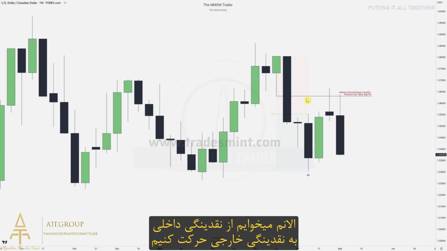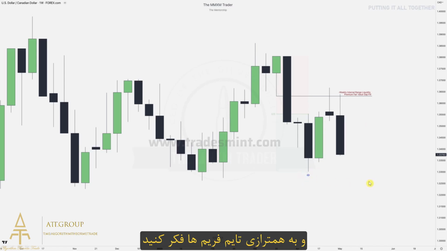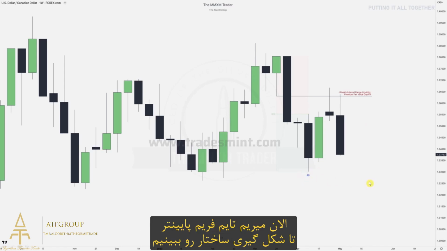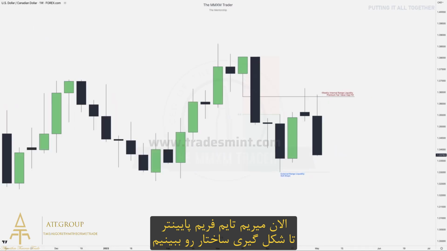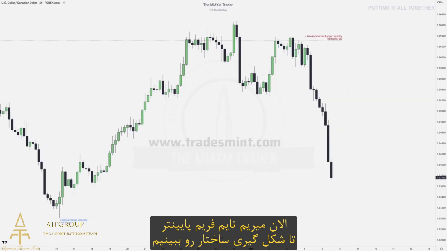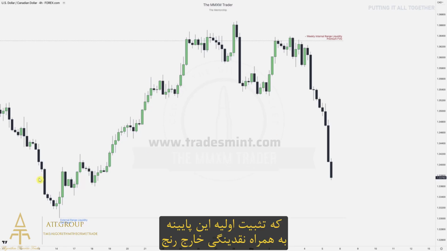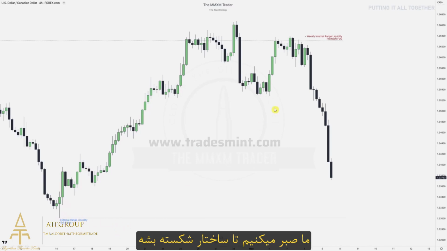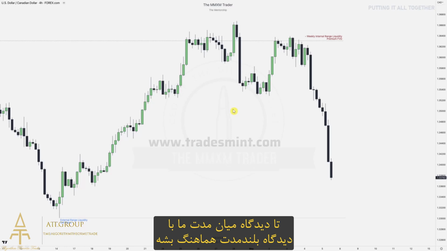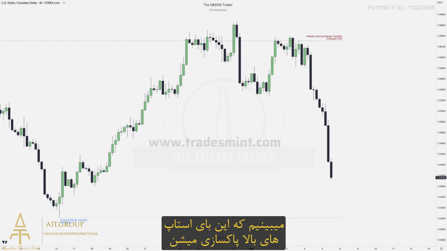Now we want to go from internal to external range liquidity, right? And think about time frame alignment. So we're going to dive a little bit deeper into the lower time frame to see our structure form. So over here we actually have a 4-hour structure, right? We've got a market maker sell model forming with our original consolidation down here with external range liquidity, those sell stops, right? We wait for a break of structure, so our intermediate term perspective is in line with our long-term perspective. We can see those buy stops ran up here, right?